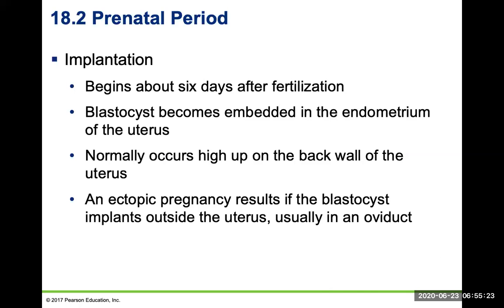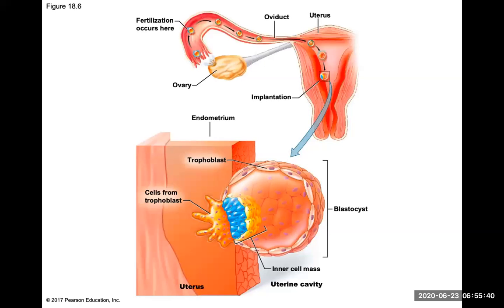Implantation occurs about 6 days after fertilization. The blastocyst becomes embedded into that endometrium layer of the uterus. And an ectopic pregnancy, like we mentioned in the last chapter, results if that blastocyst implants outside the uterus, usually in an oviduct. So this is showing implantation.